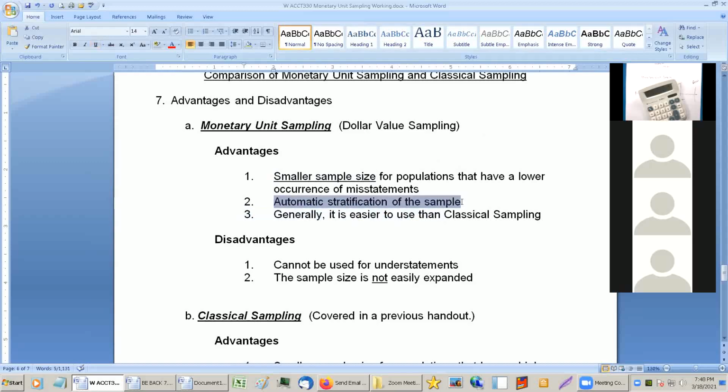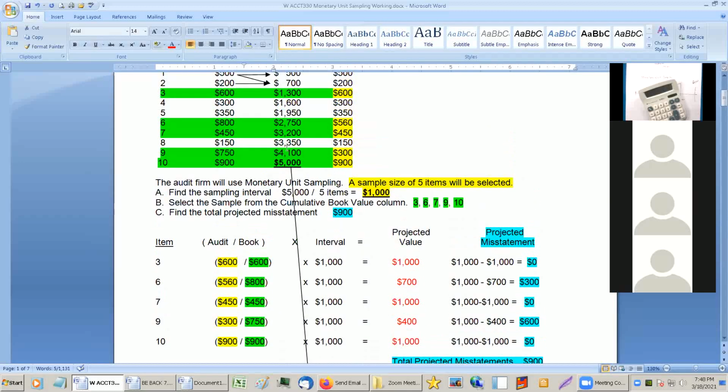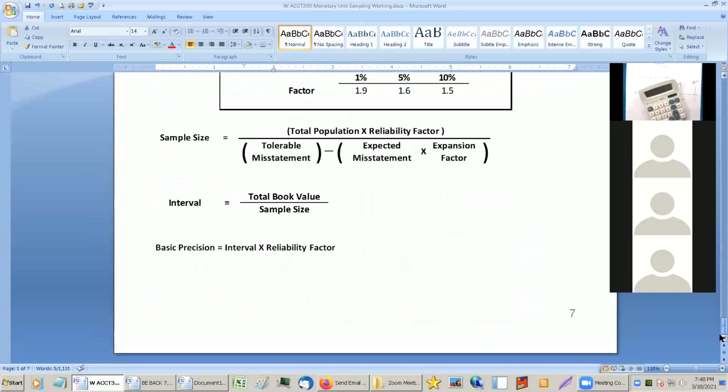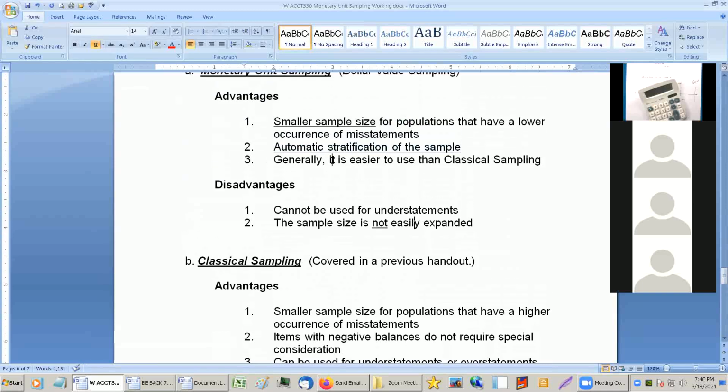It automatically stratifies the sample. Larger items are more likely to get picked. Remember back to page 1. Larger items are more likely to cross the interval, so they're more likely to get picked. And usually it's easier to use than classical sampling. I know it doesn't seem that way right now after we jump through all these hoops, but it really is much quicker. Everything about it is quicker if you compare it to classical sampling.